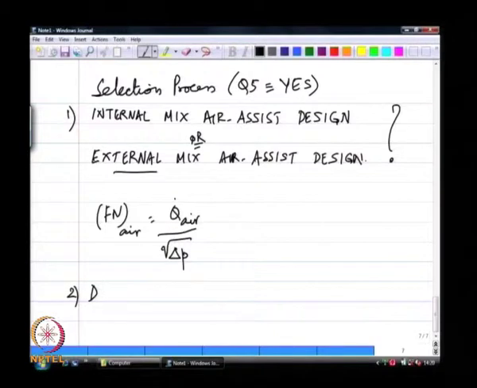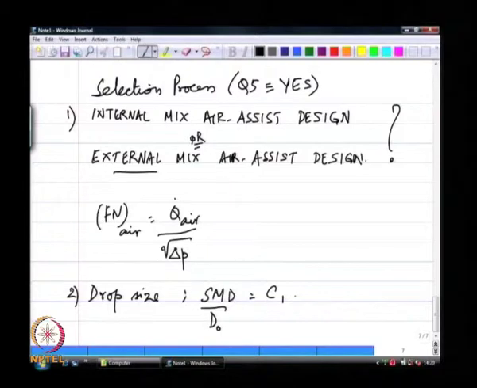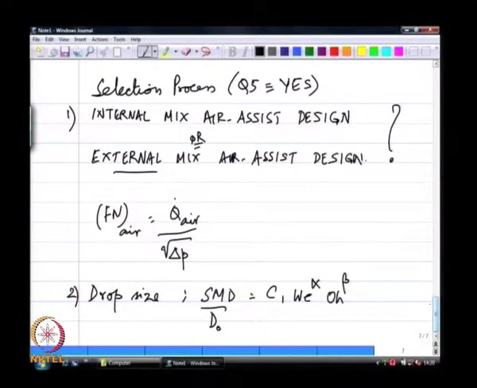Now drop size, because you have this additional handle of the air assist in the air assist atomizer, you can go to what are called the Sauter mean diameter correlations. So typically the Sauter mean diameter divided by, let us say, the diameter of the orifice would be given to you in the form of a correlation like this, based on the Weber number and the Ohnesorge number. Okay, we will write down what these are.